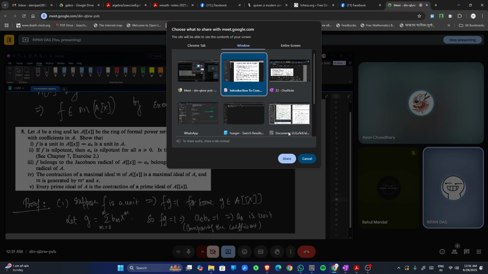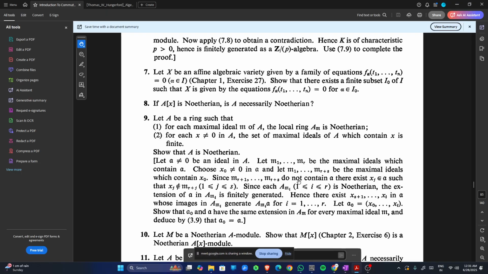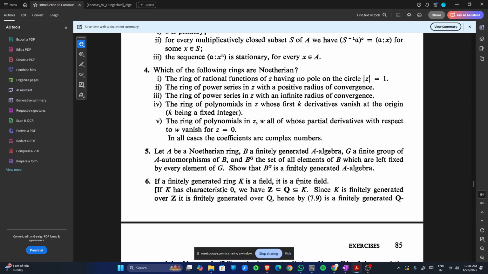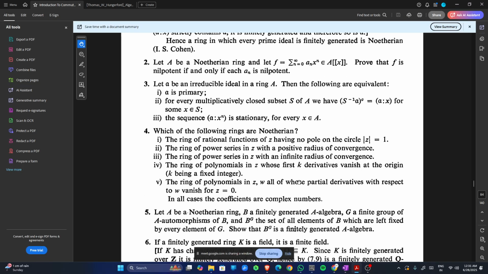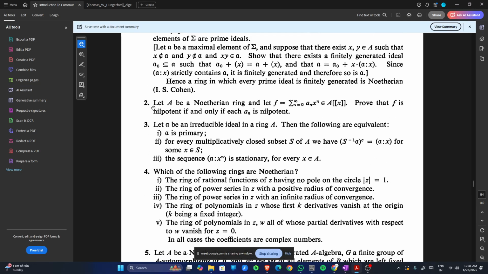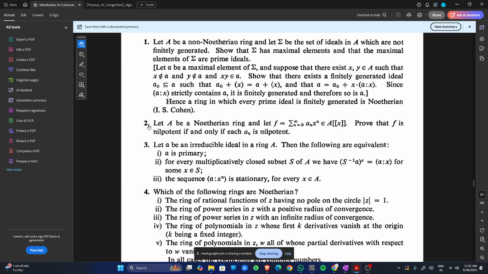Okay. I am showing you some more stuff before you give the counter example. Problem number 2, Atiya also indicated the problem. Let A be a Noetherian ring and F in the power series ring. Prove that F is nilpotent if and only if each an is nilpotent. Okay, so then first of all we cannot take A as a Noetherian ring, right? Yes. You cannot take A as a Noetherian ring or any finite ring.